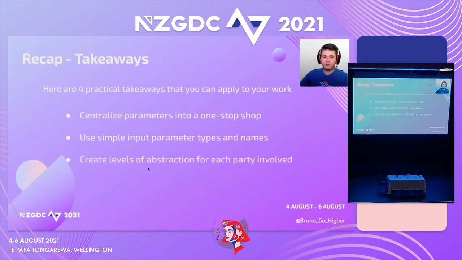Creating levels of abstraction, as we saw for each party involved, helped a lot. So for artists, it's about not caring about what the materials are doing, and they just can provide values in screen space. And for designers, it's all about not really caring about the numbers that are in the configurations, but using friendly names that are telling a story.